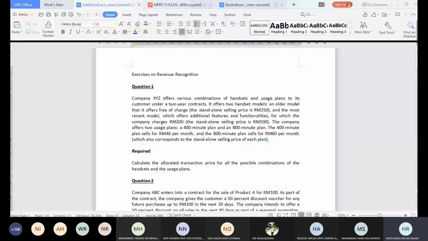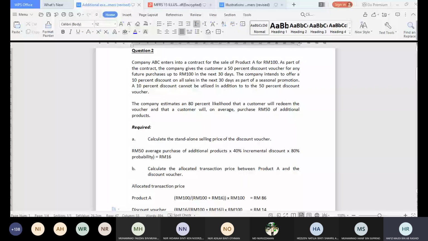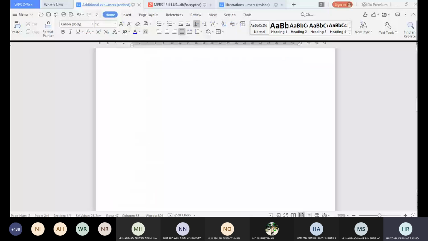Questions 3 and 4 are about contract modification. So this is question 3.